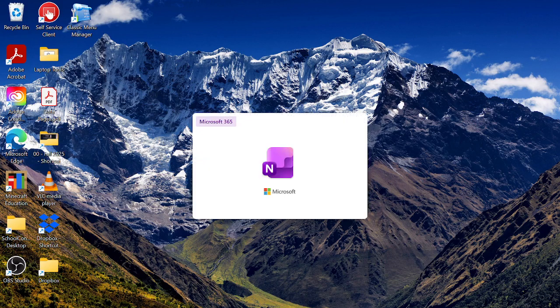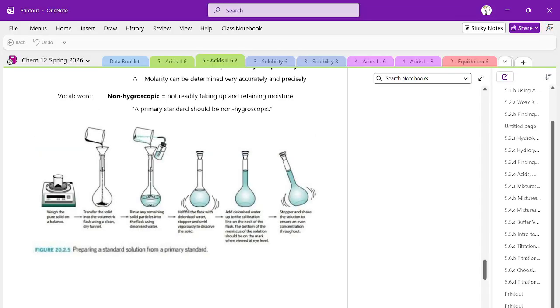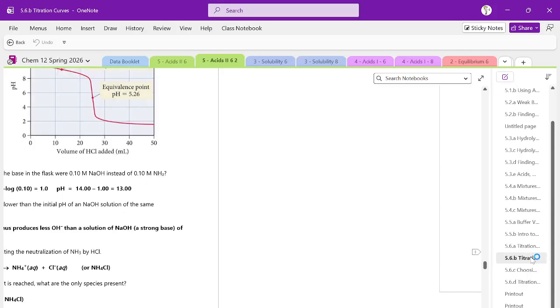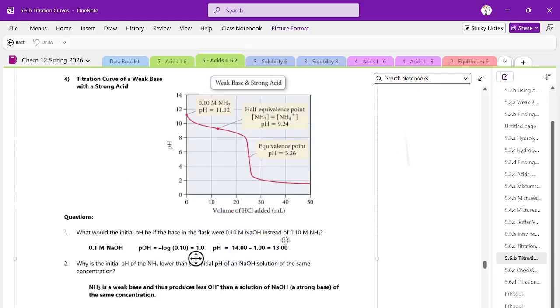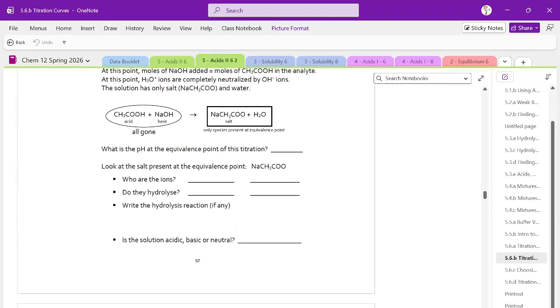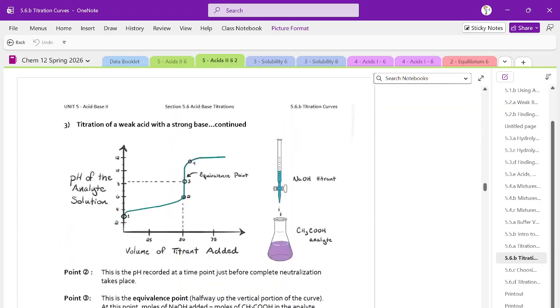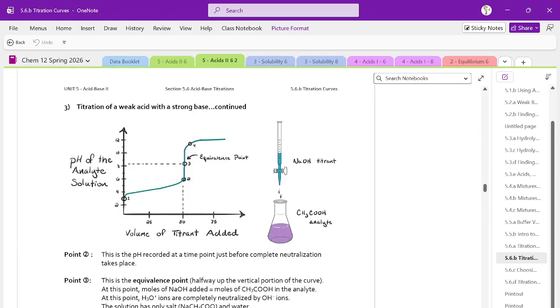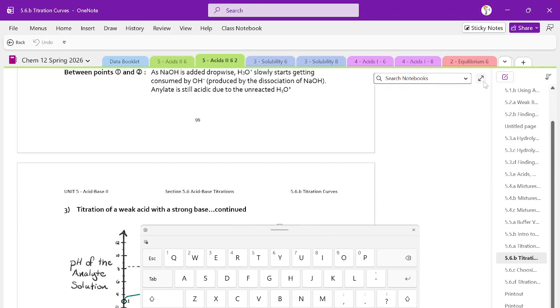So that is a standard solution. Let's finish up the rest of titrations. So we are on 5.6b, and we made it to, where did we make it to? We made it to here. Okay. So we are on page 97.